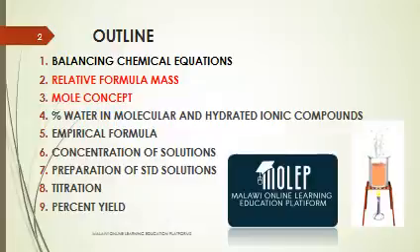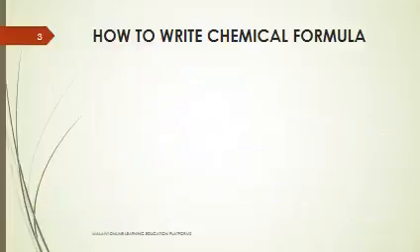In lesson 1, we discussed how to balance these chemical equations. And in lesson 2, we started the second part, which is relative formula mass. In this lesson, we are going to finish the relative formula mass, and we are also going to start more concepts. After that, we'll be moving to percent water in molecular and hydrated ionic compounds up to the percent yield. So let us discuss how to write chemical formula.